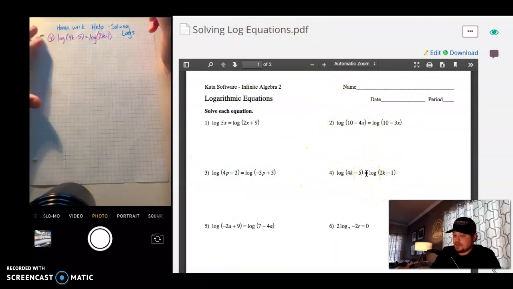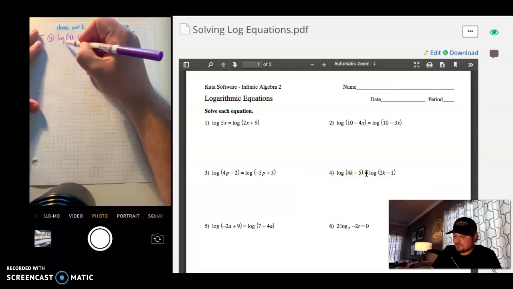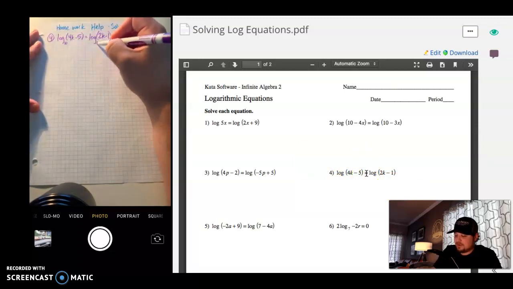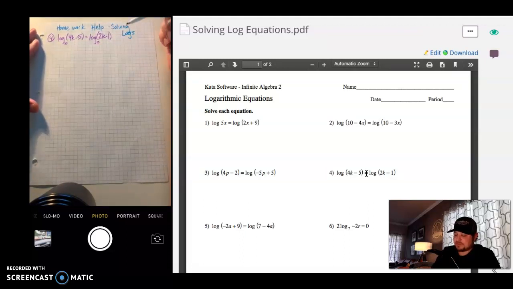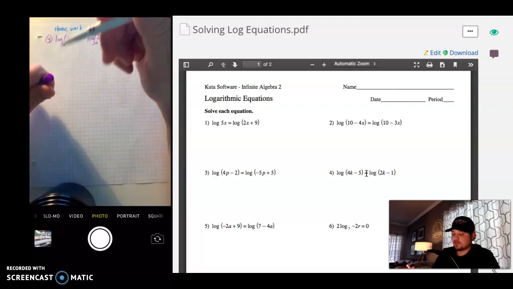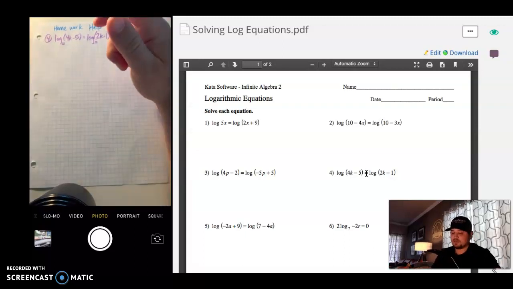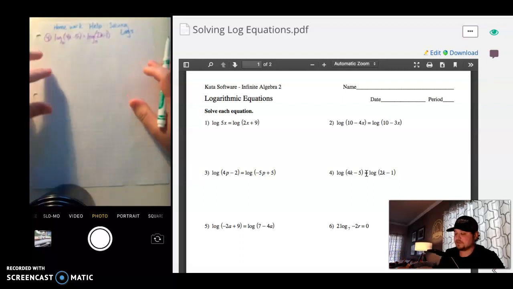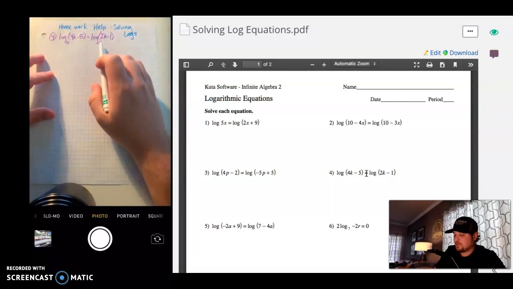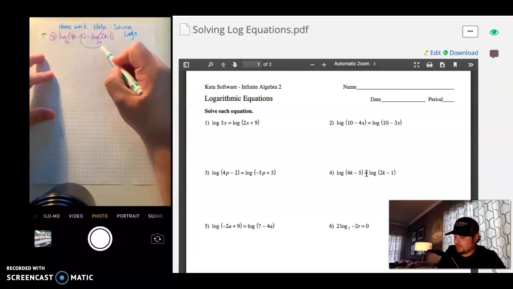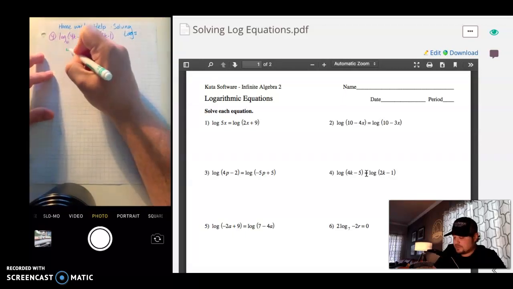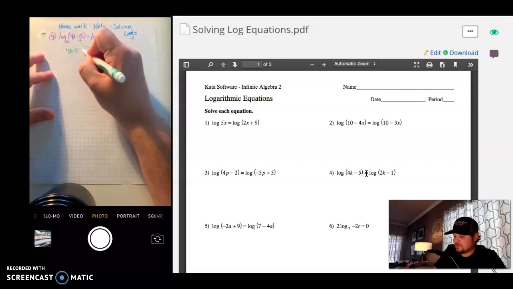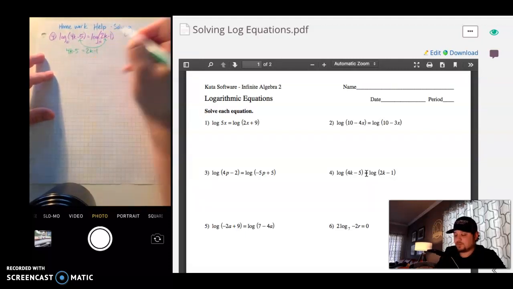On number 4, both of these are logs that have the same base. We know that there's a base of 10 there. On this problem, though, it's not particularly important that the base is 10, as long as you know that both bases are the same. So when we're solving this problem, we'll just cross out the logs, because both are a log with a base of 10. That means that these arguments have to be equal to one another. And so 4k minus 5 is equal to 2k minus 1.